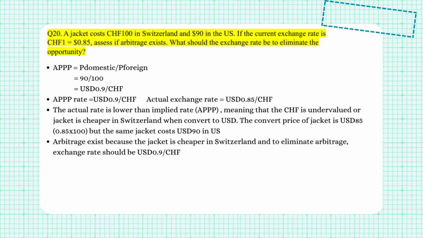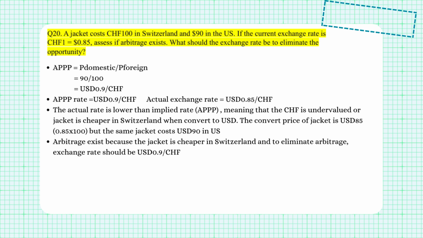What should the exchange rate be to eliminate the opportunity? For absolute purchasing power parity, as usual, price of domestic over price of foreign. So we take 90 over 100 and we will get 0.9 US dollar to 1 Swiss franc. So the APPP rate is 0.9 US dollar to 1 Swiss franc, and the actual exchange rate is 0.85 US dollar to 1 Swiss franc.